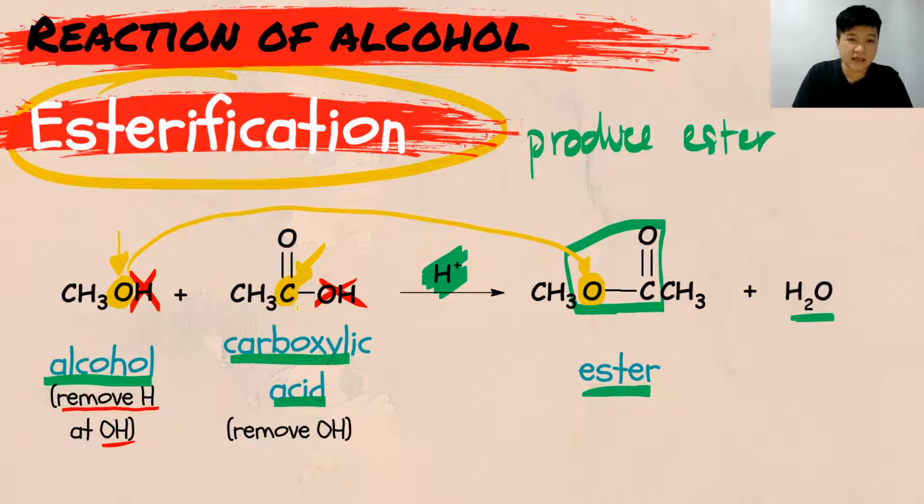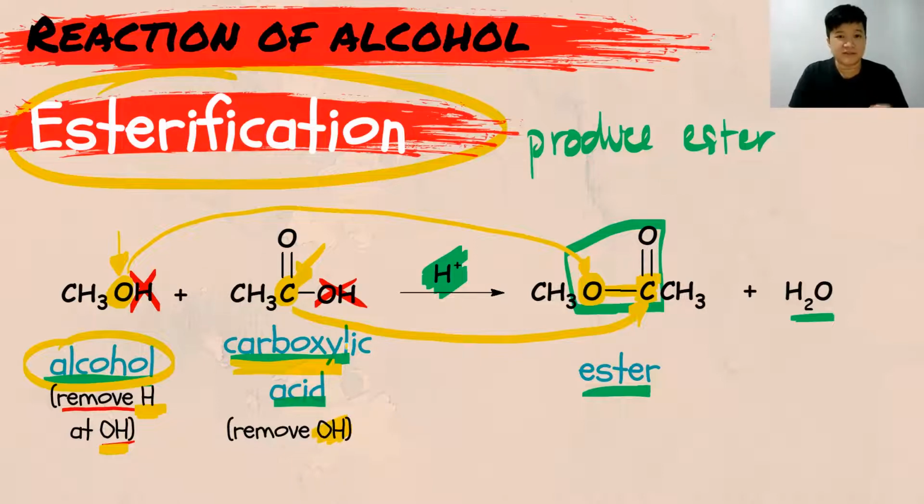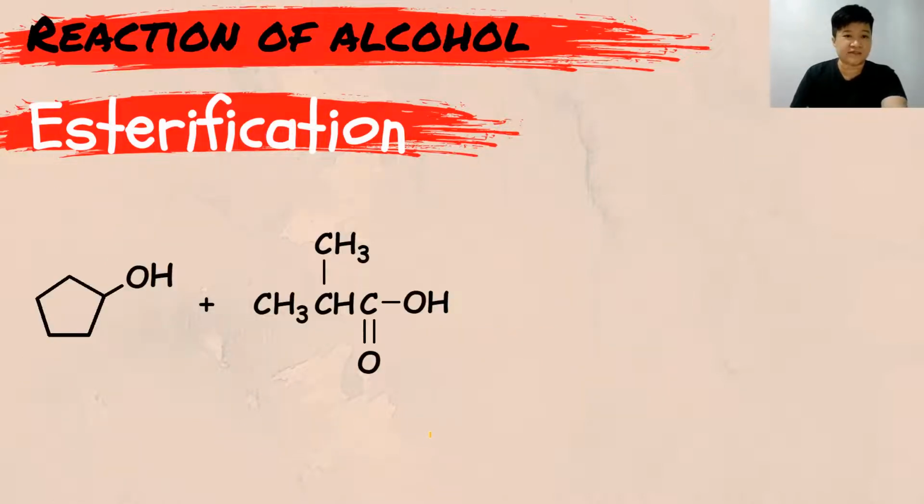Okay? And then bonded to the carbon that comes from this. So this is the new bond that you form between the oxygen in the alcohol and the carbon in the carboxylic acid. So bear that in mind, the alcohol will remove the hydrogen from the OH and the carboxylic acid will remove the OH straight away. Okay? That's it. Simple. Let's try an example of your esterification.